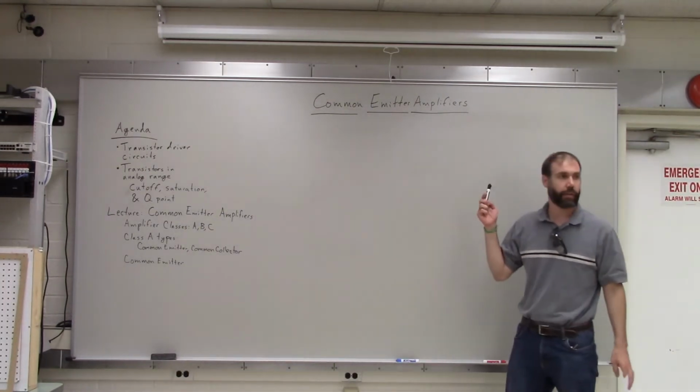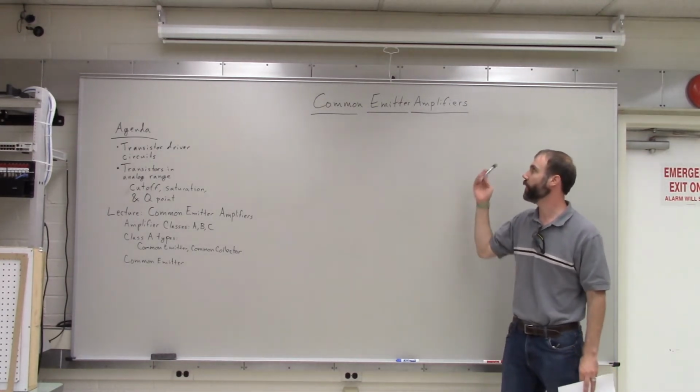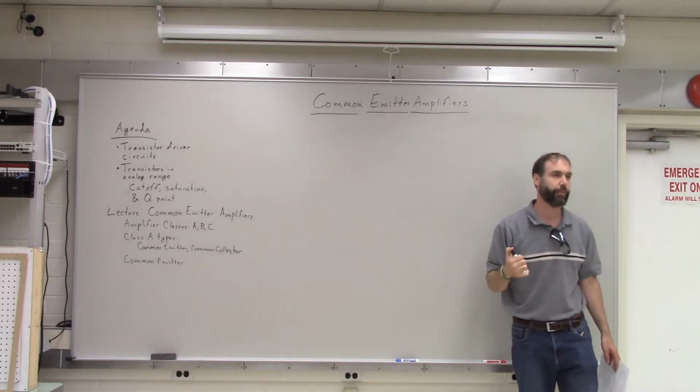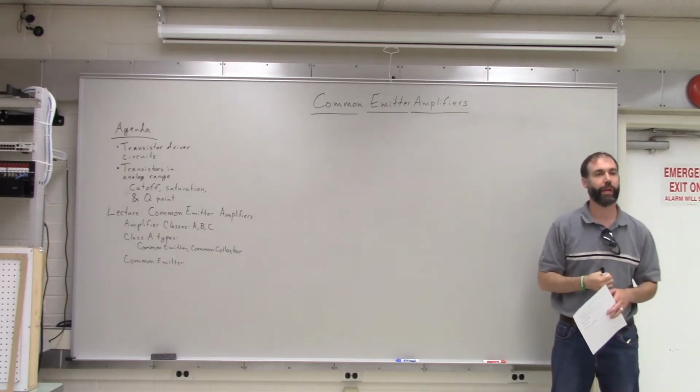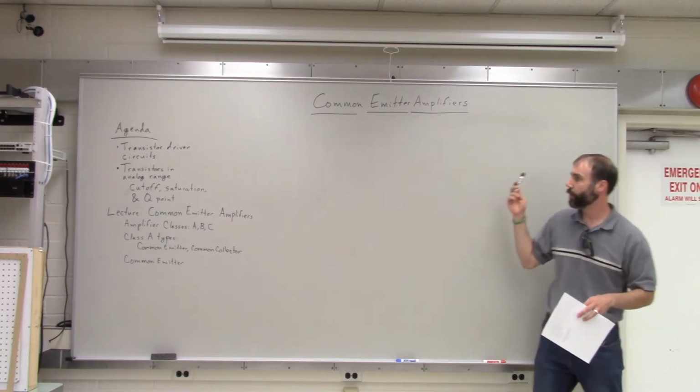So tonight, it's pretty cool. We're going to start talking about amplifiers. We're going to talk about common emitter amplifiers. This is a particular type of amplifier circuit that you can make with BJTs. So we'll talk a little bit about how those work.